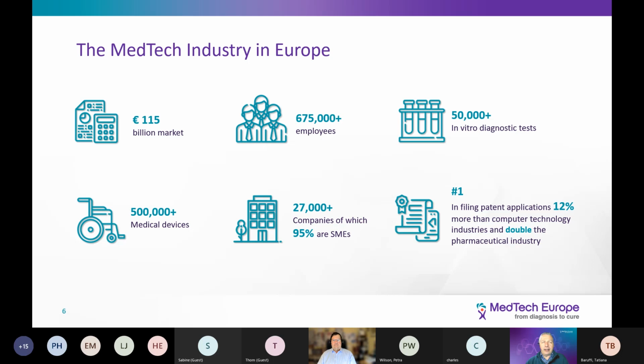The MedTech industry in Europe at a glance, I'm not going to go into detail, perhaps just one thing. The MedTech industry is preponderantly a small and medium sized industry. 95% of all MedTech companies are small and medium sized enterprises. Not all of them, of course, are members of MedTech Europe, but through membership in national associations, they are all part of our wider family.